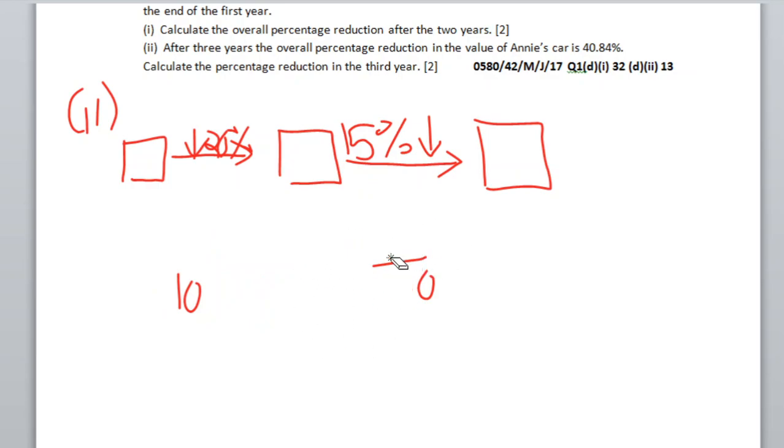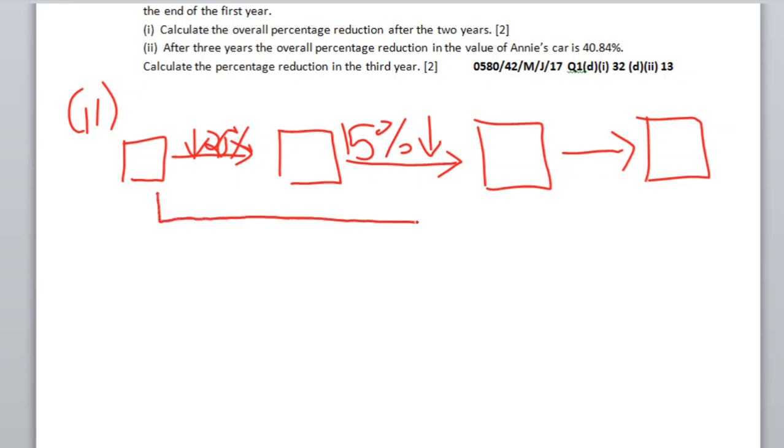Now part 2 says after 3 years, so there's another year added to it. After 3 years, the overall percentage reduction in the value of Annie's car is 40.84%. Alright, so calculate the percentage reduction at the end of the third year.